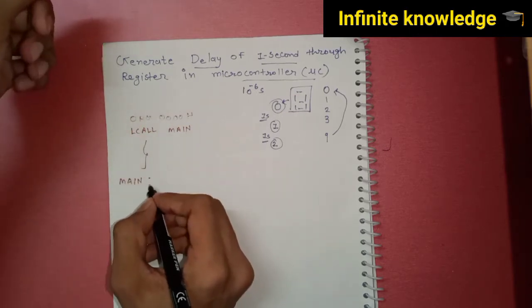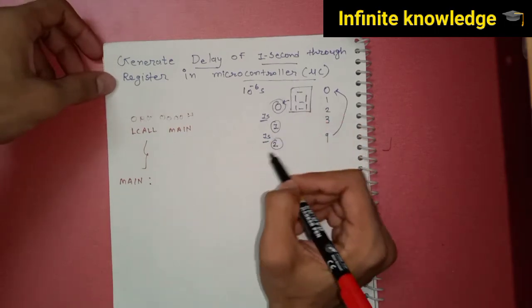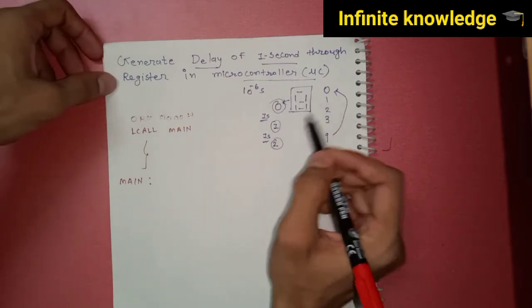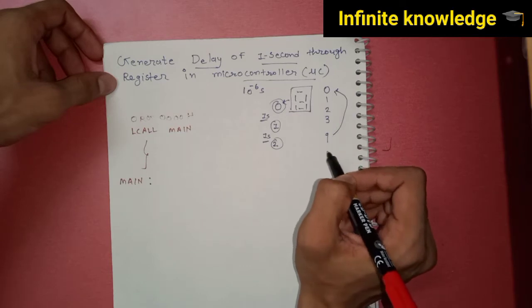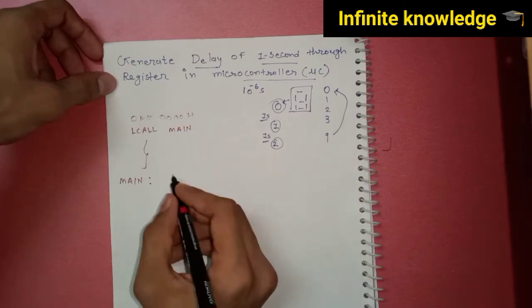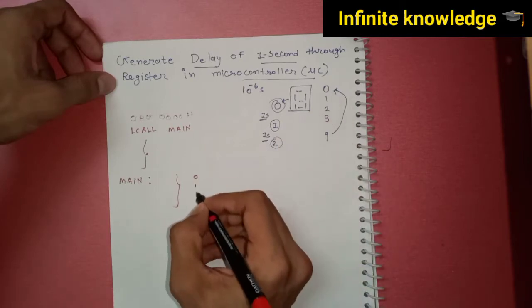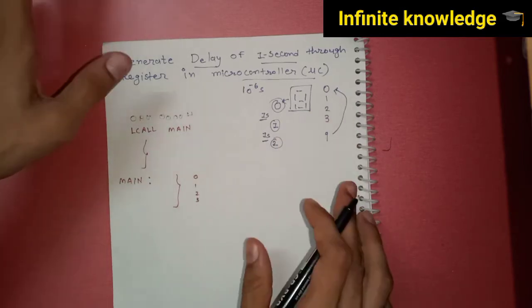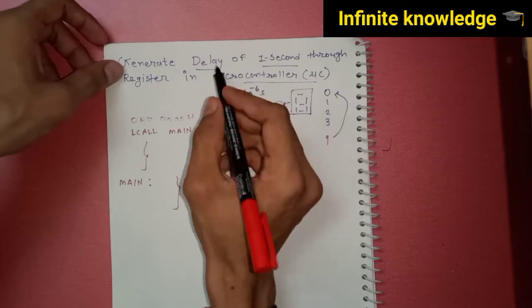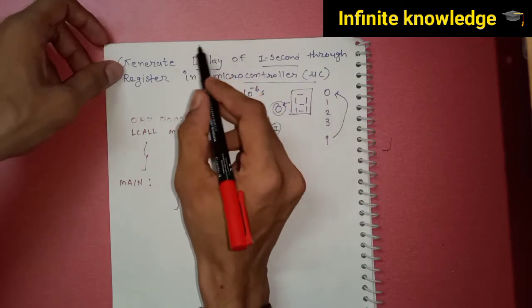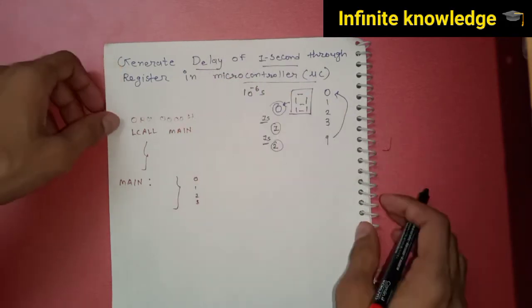In the main program you will write the program. You want to display the numbers 0, 1, 2, 3, 4, so you will write the program to illustrate those numbers. Now we want to focus only on the delay. We want a 1 second delay.